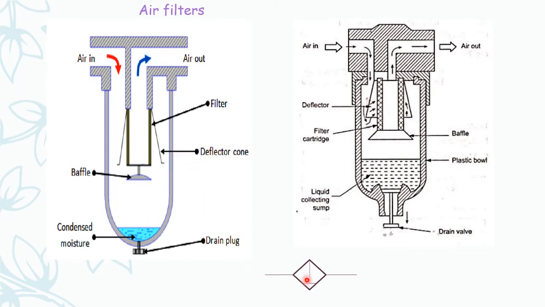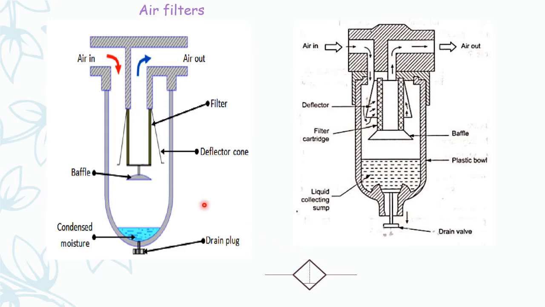So you can see the air filter, colorful diagram and schematic diagram. Both are schematic diagrams only. One is colorful, and the other is the symbol used for air filters. So when you are building a pneumatic circuit, this is the symbol which is used for air filters. So as you know, what is the function?